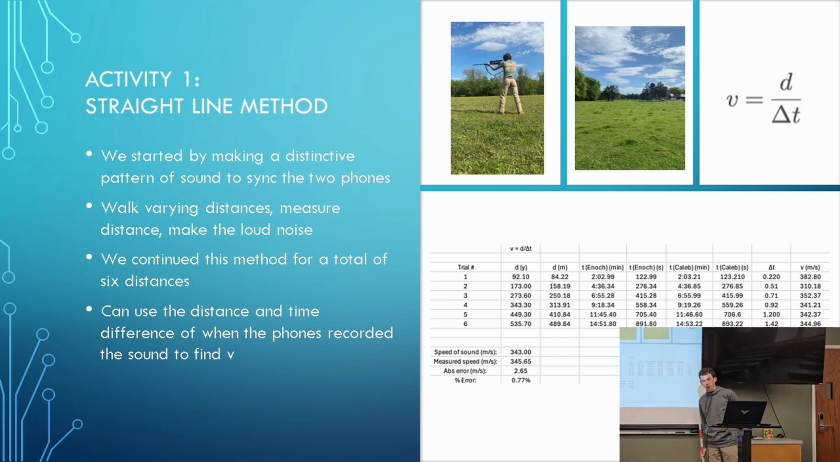So our first activity, our method is fairly simple. Start 2 sound recorders, sync the time with a distinct noise, walk however far away, make said loud noise, and find the difference in time between the audio spikes on the different phone recordings. Between the averages of our 6 trials at varying distances, our average measured speed of sound is 345 meters a second, compared to the expected 343. That gives us an error of 2.65 meters a second, or 0.77%.